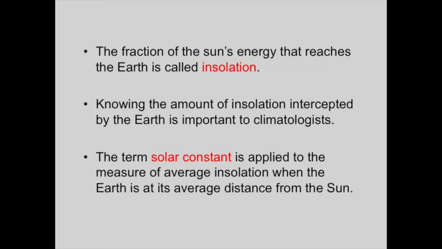The Earth is at aphelion, or the farthest position away from the sun, when the northern hemisphere is experiencing summer. That's right around July 4th. We're approximately 94 million miles away.